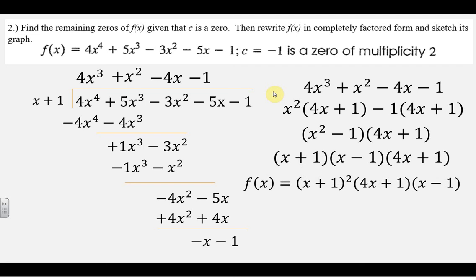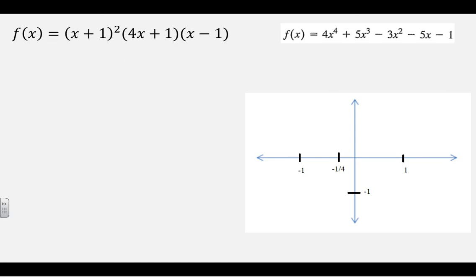Now, you've got to remember that we've already taken one x plus 1 out of there. So that's why when we go down to the bottom one, I have x plus 1 with a square on it, because it did tell you that it was a multiplicity of 2. So you get it from all the information. This repeats here or here. And then we have the 4x plus 1 and the x minus 1. So then in the next slide, we go to sketch these.